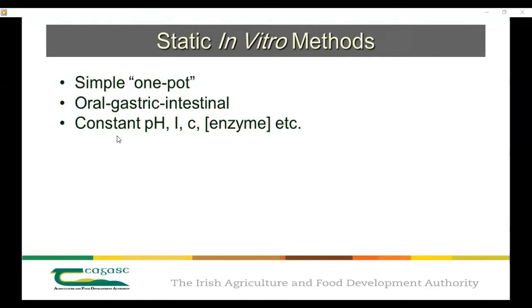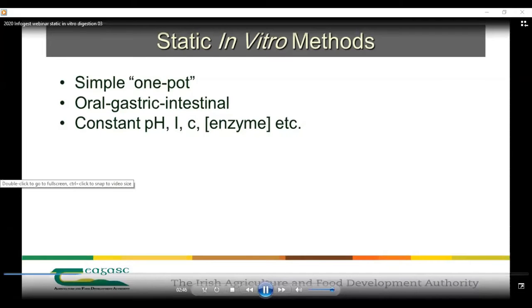So out of that need for easy digestion models, people come up with simple one-pot models. One pot means that you have the oral, gastric, and intestinal phase in one reaction vessel, and the pH is generally constant within one phase, the ionic strength, the concentration of enzymes, and the ratio of food to electrolyte doesn't change during the digestion phase.